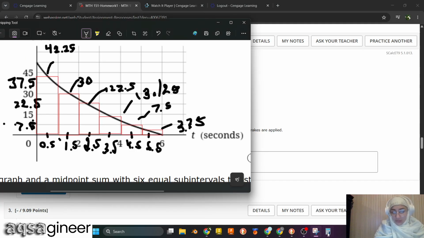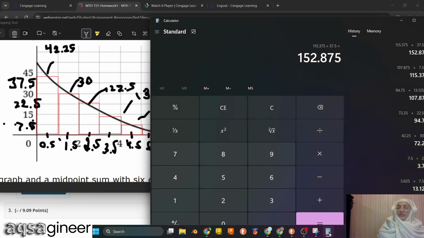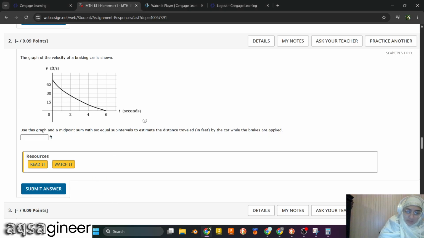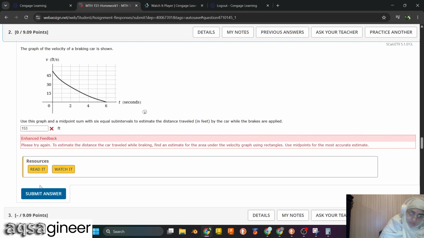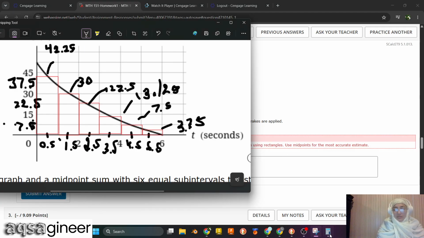Okay, so then afterwards, what was our answer? It's 52, 53. Let's go with 153. Take it. 153 feet. Midpoint. Brother, you're making me approximate. I'm trying my best out here.